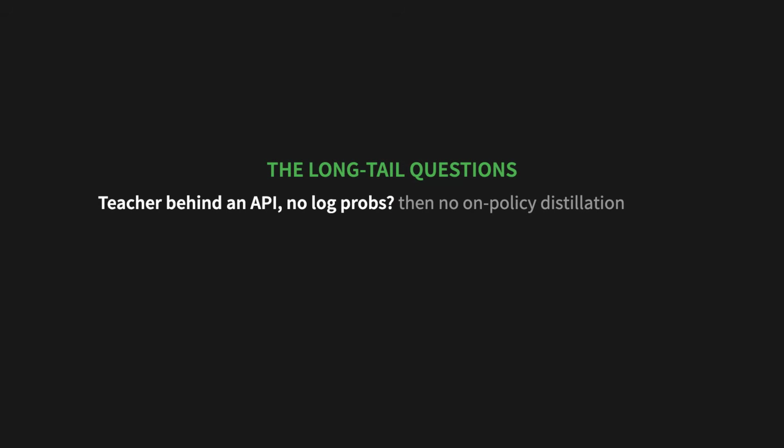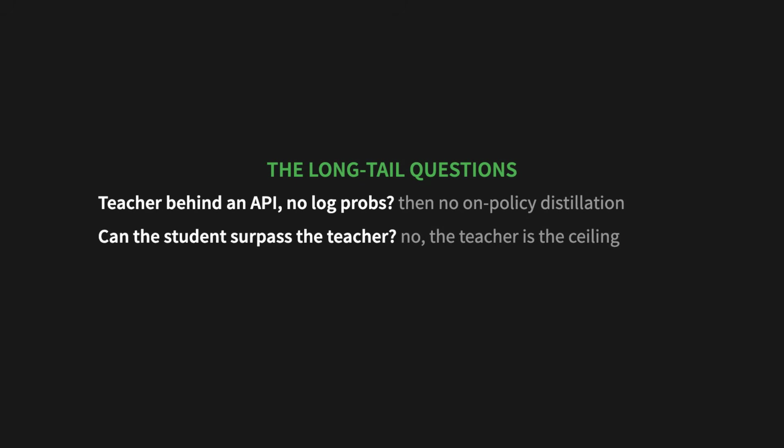What if the teacher sits behind an API that doesn't expose log probs? Then on-policy distillation is off the table. Fall back to SFT on its outputs, or pick an open weights teacher. Can the student surpass the teacher? No, the teacher is the ceiling, and pushing past your best model is what RL is still for. What if the teacher thinks differently than the student? Forcing a mismatched reasoning style can hurt, so pick a teacher whose style the student can actually imitate.